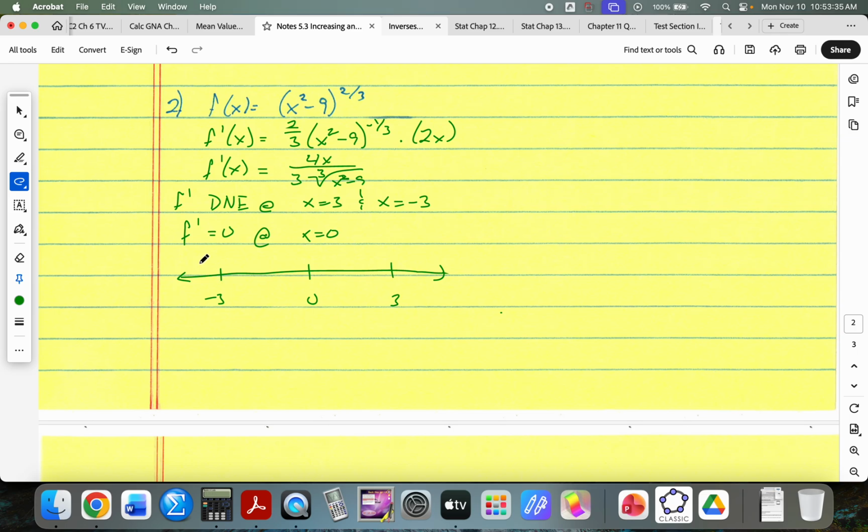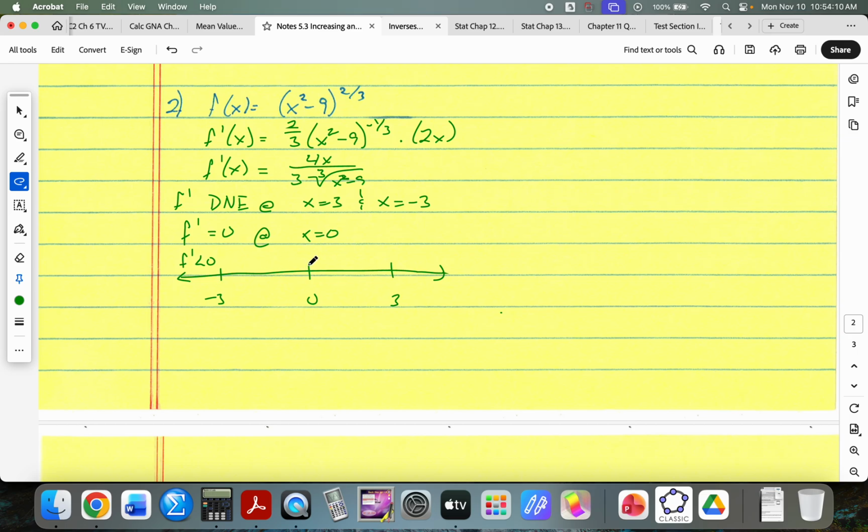All right, so if I pick a value less than -3, and again, I'm looking at the derivative, let's say I pick -4. My numerator will be negative. My denominator, if I take -4 and square it, I've got 16 minus 9, that's positive. Take the cube root, that's still positive. Times 3, that's still positive. So here f prime is negative.